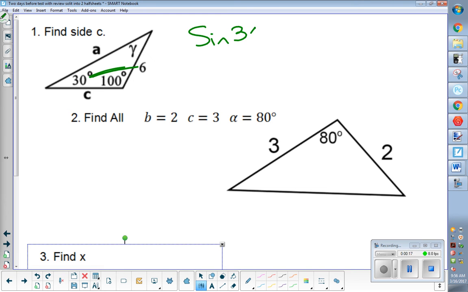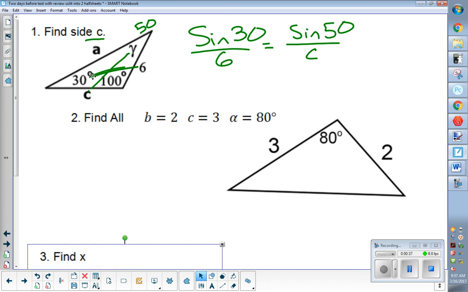Sine of 30 over 6 equals sine of gamma over, I want to find C, so it's going to be these two. I don't know gamma. What could I do to find gamma, though? 180, so this is going to be a 50-degree angle. Sine of 50 over C. I subtracted from 180 to find the other one.